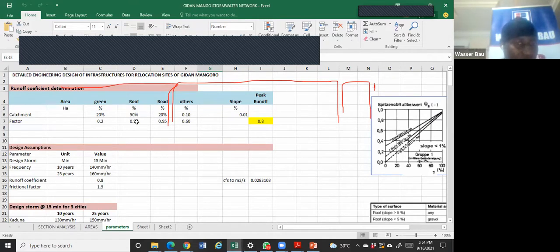0.95. The roads will constitute about 20%, and that will be another 0.95, sorry. Then others unaccounted for, maybe lawn, playground, whatever, will be 10%, and the equivalent of it is 0.6. If you take the mean weighted average, if you click here, you see the formula for mean weighted average. I don't know if you can see my address bar.